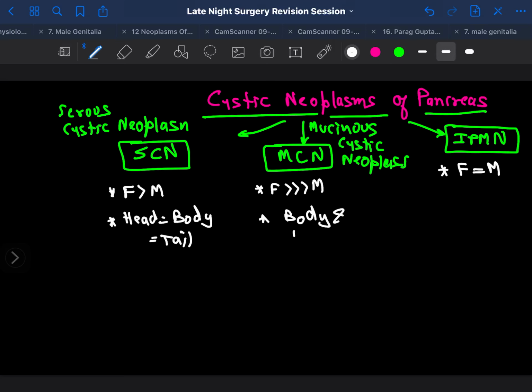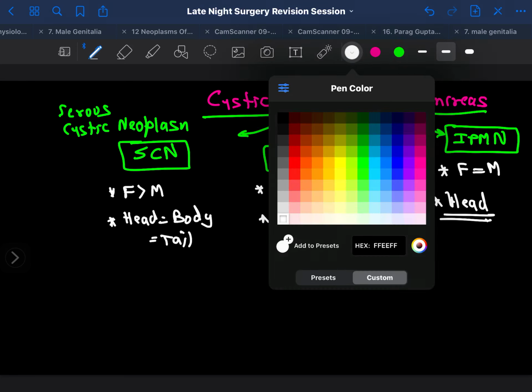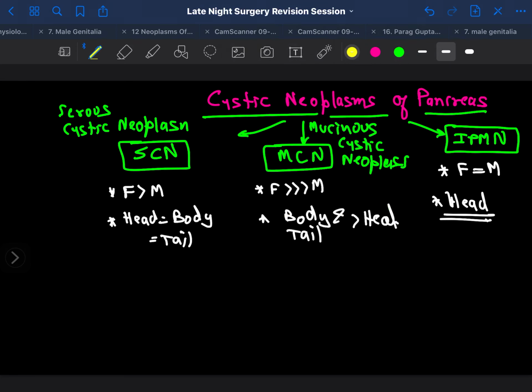This is more common in the body and the tail, more common than the head. And IPMN, this is mainly present in the head of the pancreas. Okay, right. Now there are a few features which you get in the individual entities which you need to understand.